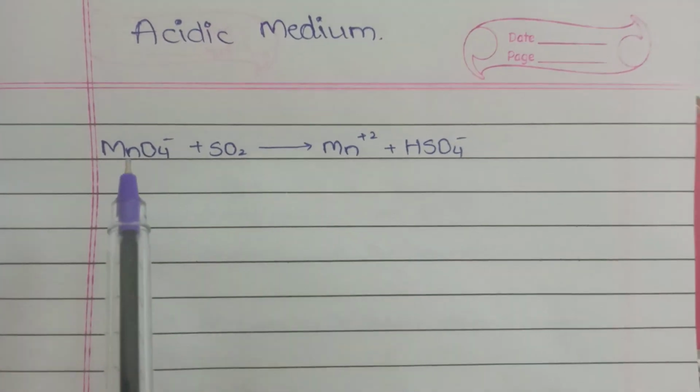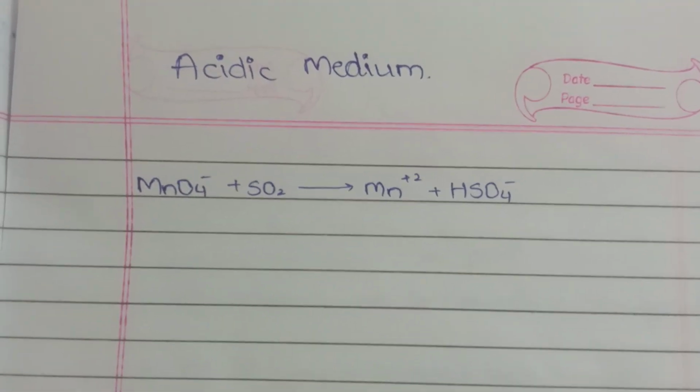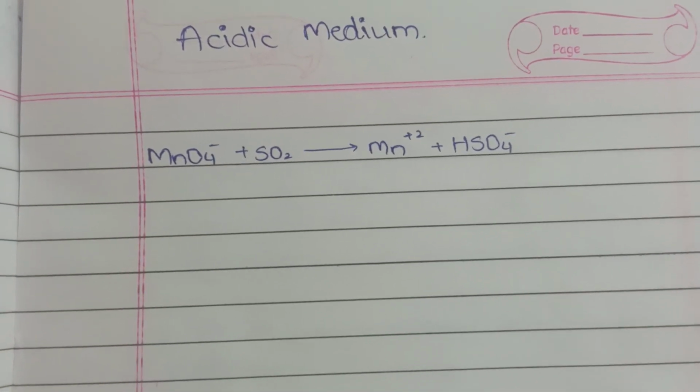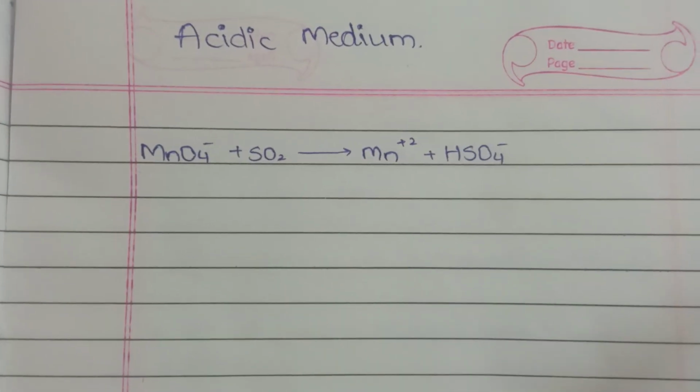Hi everyone. Let's see how to balance this equation in acidic medium. So first thing is we need to identify the oxidation state of each element present here.